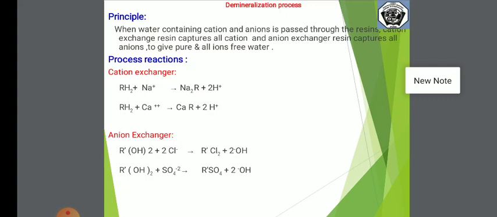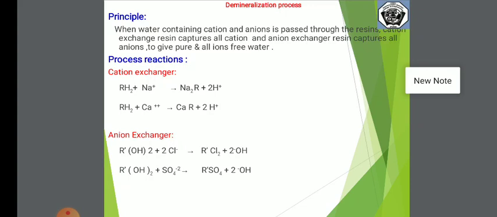Coming to the second resin, the anion exchanger. Anion exchange resin contains basic functional groups. It removes all the anions from the hard water, and in the exchange reaction it gives OH- ions. It is represented as R(OH)2, and on saturation, regeneration of this resin can also easily be done by using an alkaline solution, that is NaOH.